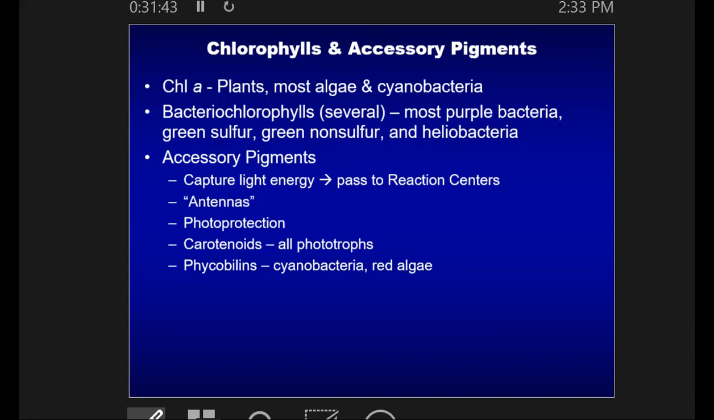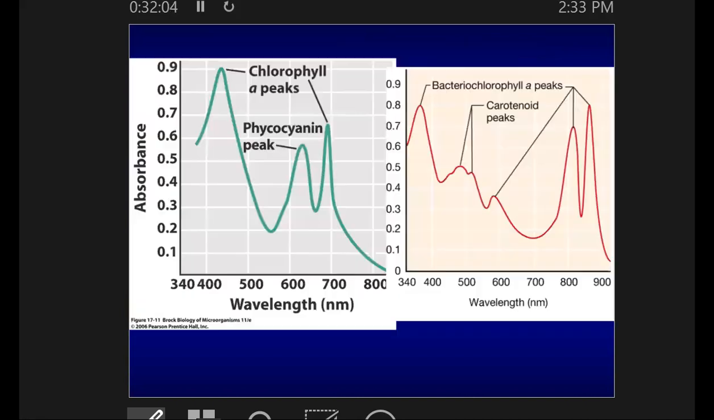Phycobilins are really good at capturing light a little deeper down in the ocean, because the wavelengths of light that come through the water, those phycobilins are optimized to capture that light energy. So it kind of depends where they live, which flavor of pigment they're going to pick. And again, they are evolving this based on where they live. They're using the process of natural selection. So here you can see the absorption spectra.